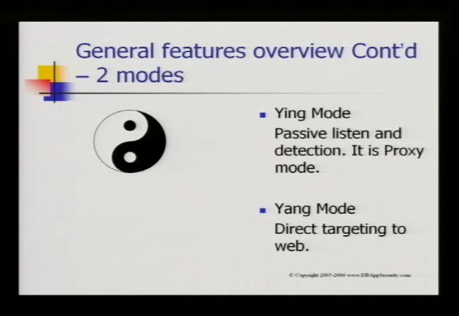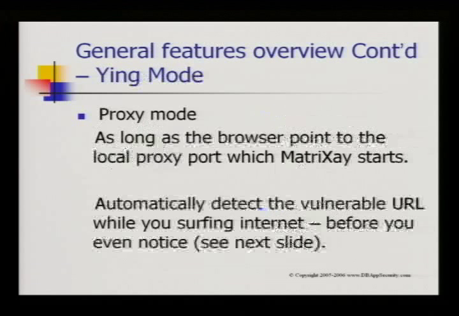I always like to use Yin and Yang to describe the two modes of the Matrix. One is the Yin mode, basically passive, very silent and quiet, but it detects everything for you when acting in proxy mode, because you are just browsing, and then suddenly there's a report in the backend. And Yang mode, which you already saw from the flash demo, is directly targeting the web with hard multi-threading.